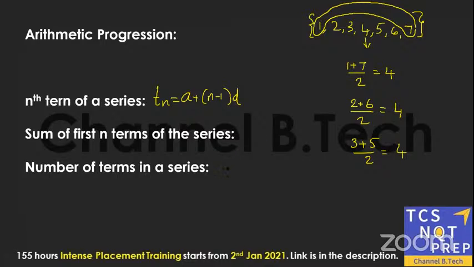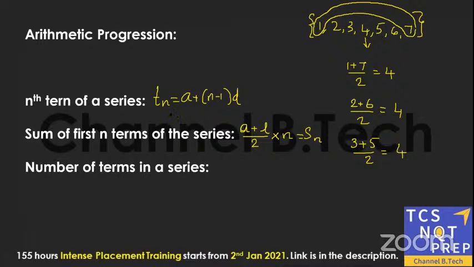Now, the sum of n number of terms: we can take a plus L, first term plus last term divided by 2. This will give you the average, right? First term plus last term divided by 2 will give you the average. When you multiply this with the number of terms, you will get the sum, right? This is the sum of the terms of an arithmetic progression from first to last.